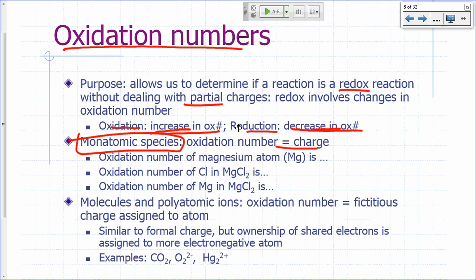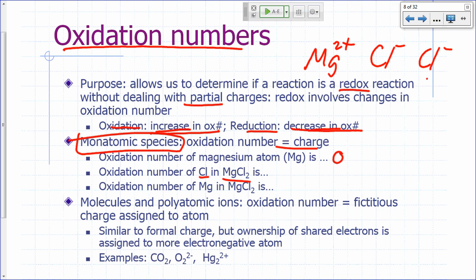So for example, what would be the oxidation number of a magnesium atom? What's the charge of a magnesium atom? Neutral, so the charge is 0. So the oxidation number of a magnesium atom is its charge. What's the oxidation number of chlorine in magnesium chloride? Well, what do you know about magnesium chloride? It's made up of magnesium ions and chloride ions, right? For every magnesium ion, you see 2 chloride ions. So given that, what's the oxidation number of chlorine in magnesium chloride?